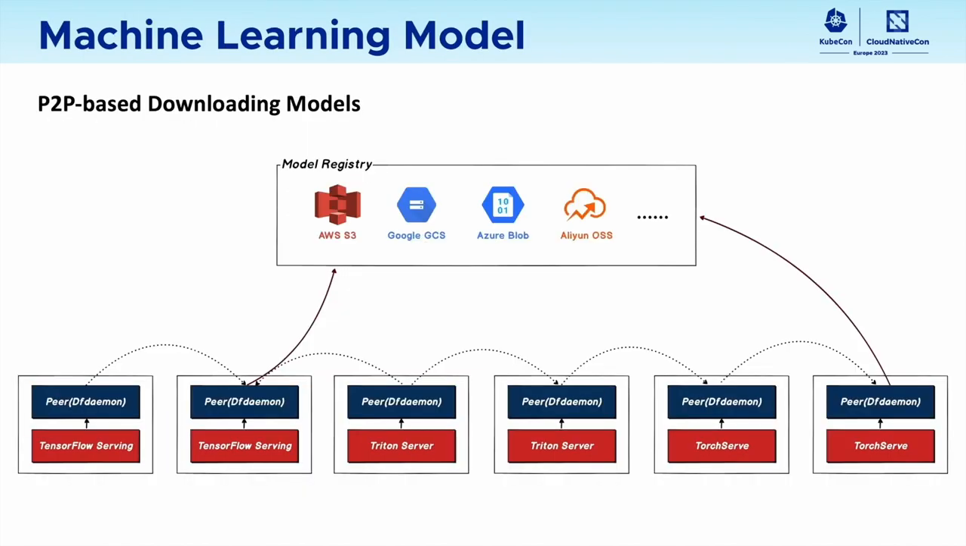Dragonfly also has a very good practice in machine learning. Inference engines include TensorFlow Serving, Triton Server, and TorchServe. They will download models from object storage. Dragonfly supports different types of object storage protocols, allowing it to support the inference engines downloading models through P2P technology. This prevents the object storage from reaching bandwidth limitations and downloading models slowly. It can accelerate the download speed of models and reduce the bandwidth on the object storage. Many companies are currently using Dragonfly to accelerate their model downloads in the inference engines.